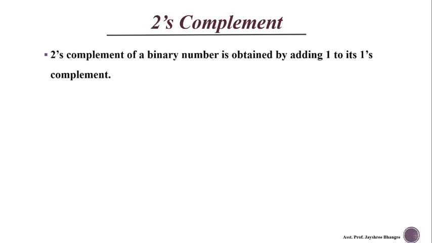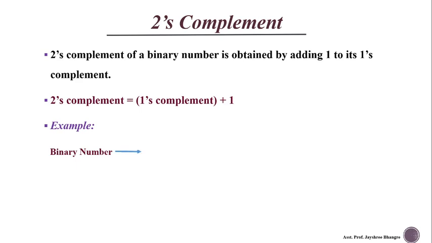2's complement. It is very simple. The 2's complement of a binary number is obtained by adding 1 to its 1's complement. First, we find the 1's complement of the given binary number, and then we add 1 to that complement. We will get the 2's complement of that number. So 2's complement is equal to 1's complement plus 1. Let's see the example. It will be more clear.